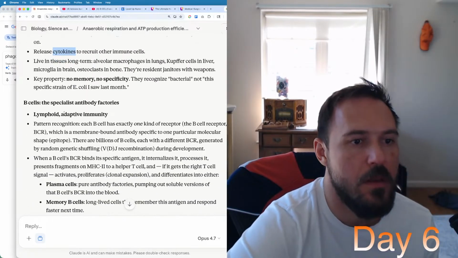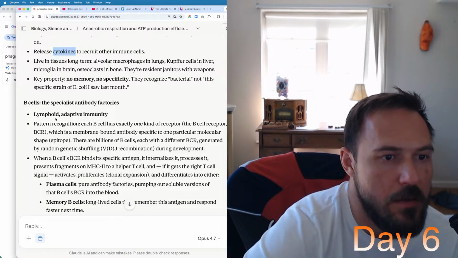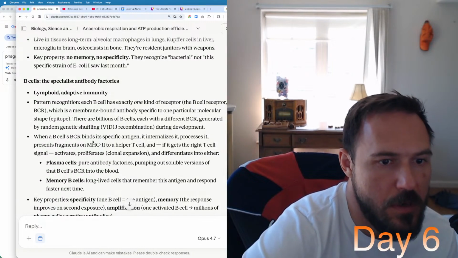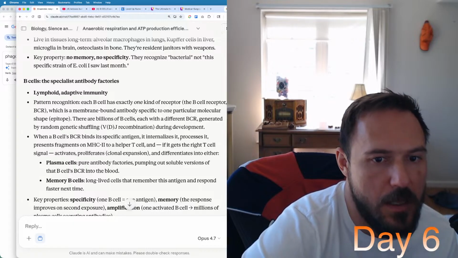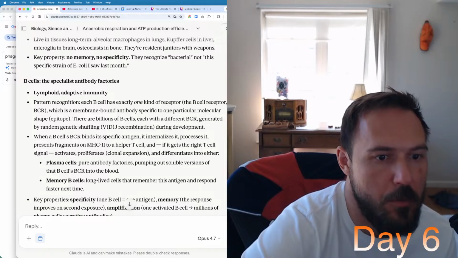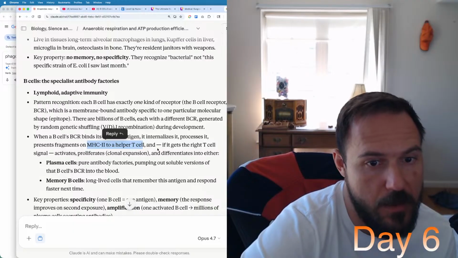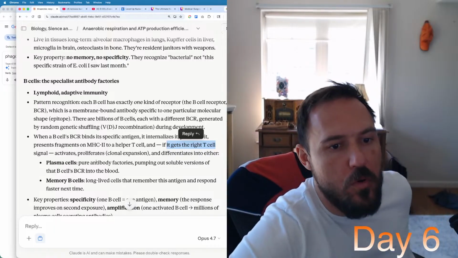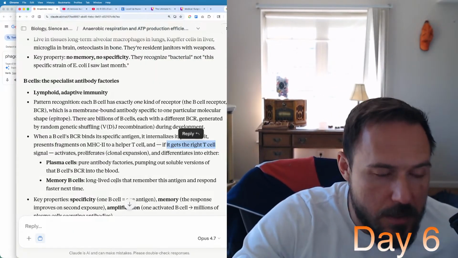Okay. B cells, the special antibody factories. Lymphoid and adaptive immune system. When a B cell binds its specific antigen, it internalizes it, processes it, presents the fragment on MHC2 to helper T cells, and if it gets the right T cell signal, it activates, proliferates in clonal expansion, and differentiates. Oh my god, that's so complicated.